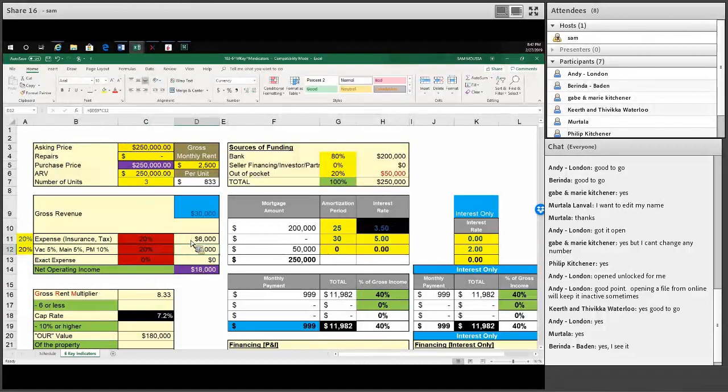This is the gross revenue, right? 2,500 times 12. That's the gross revenue per year. And the vacancy, maintenance, and property management are also going to cost us 20%. Very simple assumptions, 20 and 20 in the way of expenses.